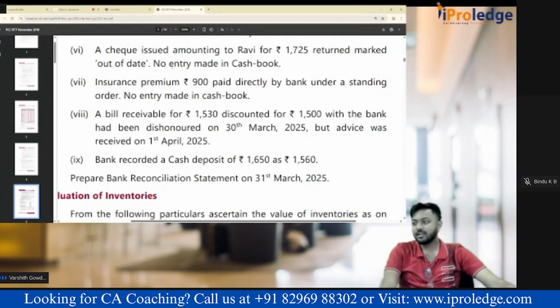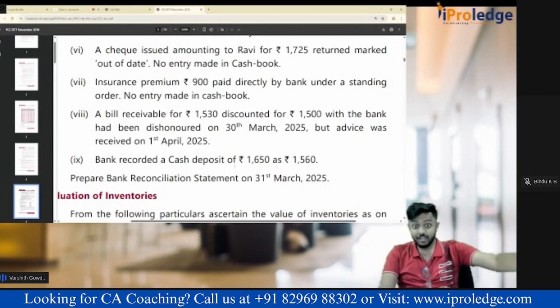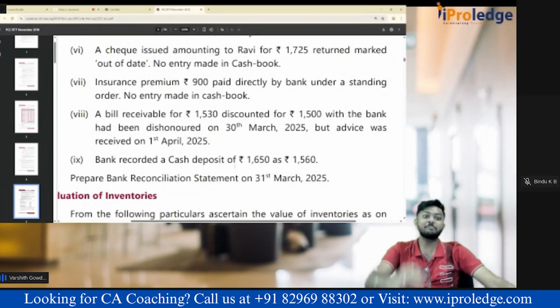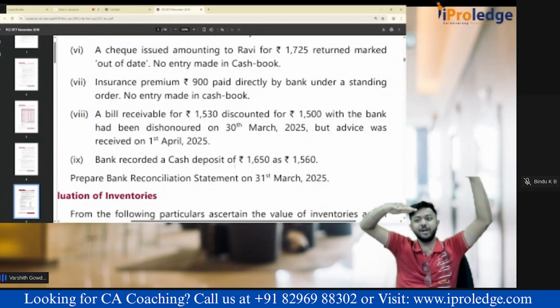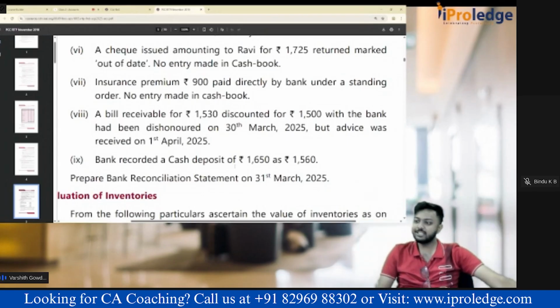Okay. Next. Bank recorded a cash deposit of 1650 as 1560. Difference is 90 rupees. So the bank has recorded wrongly. So what will be lesser? I have deposited 1,650, but the bank has recorded only 1,560. That means my passbook will be lower and my cash book will be higher. Correct. Now we are doing BRS from cash book angle, so we have to subtract. So what is the answer?